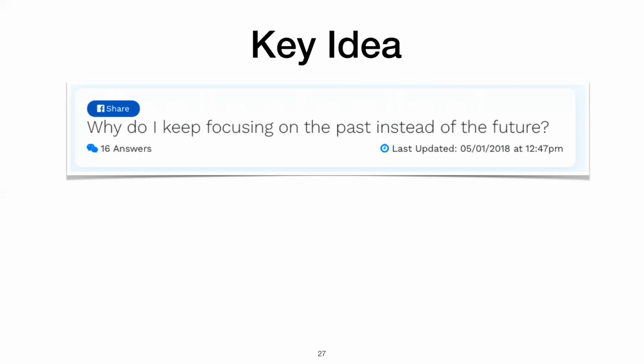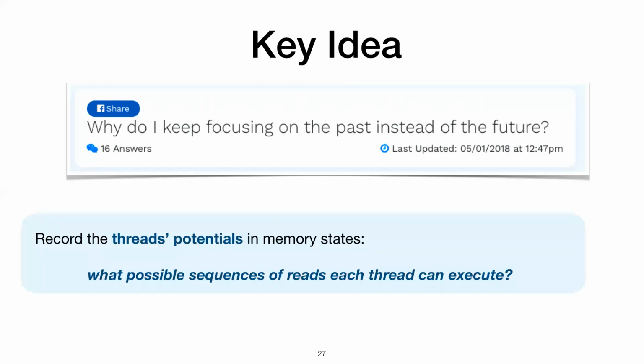So what we do for SRA in a bit more detail, and I'm specific for SRA here, later I'll maybe say a few words about WRA, is that we will record in the state what we call the potential of the thread. And this is answering the question, what possible sequences of reads each thread can execute. This will be in the state of the system.